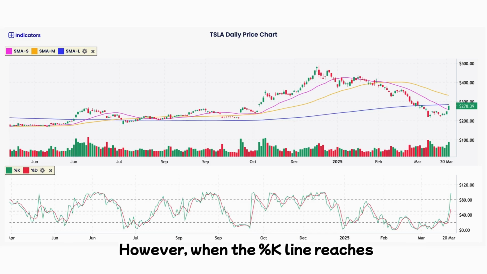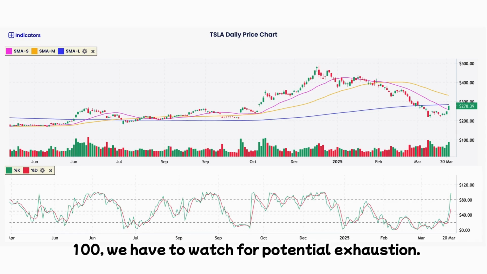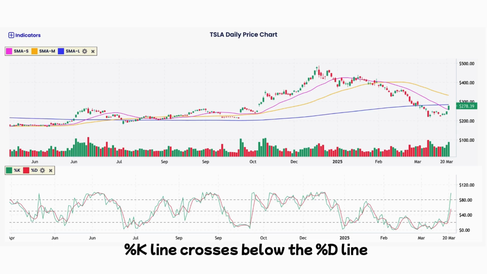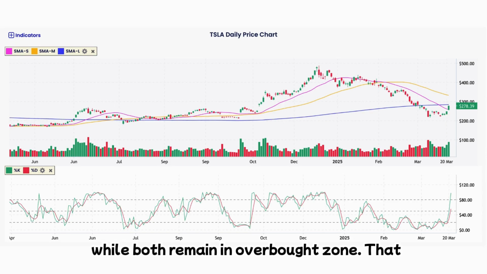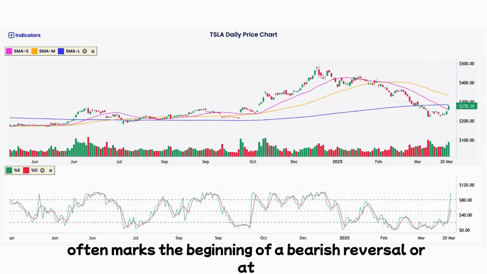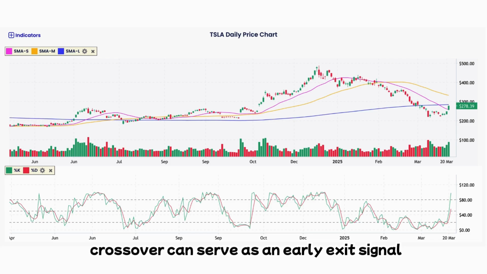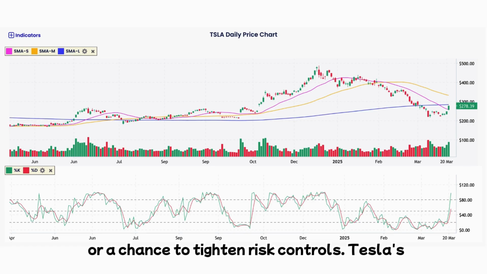However, when the percent K line reaches extreme levels above 80, especially near 100, we have to watch for potential exhaustion. Now here's the critical signal to look for. If the percent K line crosses below the percent D line while both remain in the overbought zone, that often marks the beginning of a bearish reversal or at least a pullback. For short-term traders, this crossover can serve as an early exit signal or a chance to tighten risk controls.